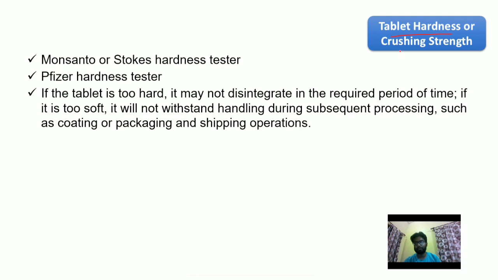Then coming to the tablet hardness or crushing strength. Every tablet should have some degree of hardness, an optimum hardness. If the tablet is too hard, then it may not disintegrate in the required time period, and if it is too soft, then it will not withstand handling during subsequent processing. So these are the problems. That is why a tablet should possess a minimum optimal hardness.